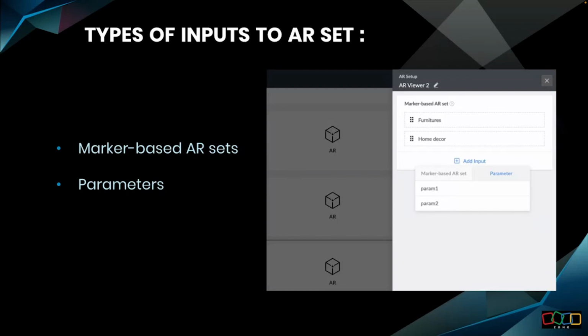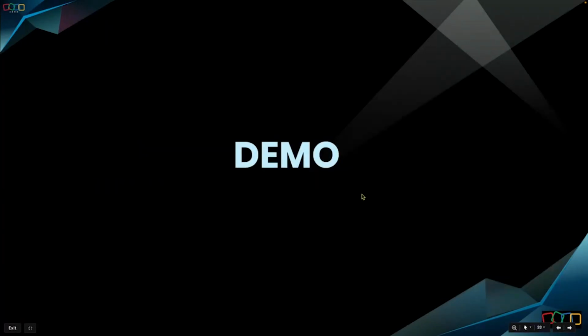And the second input that can be given to an AR viewer is the parameters. So if you'd like to open the respective model in the web interface, you can pass the name of the respective 3D model as a parameter to the page to open the model in the AR viewer. Or else you can make use of the mobile device to scan a marker and open the respective 3D model. This is about the two inputs of AR sets.